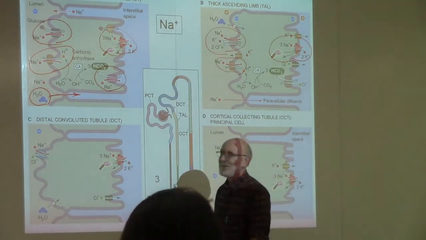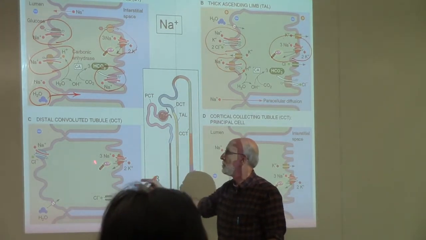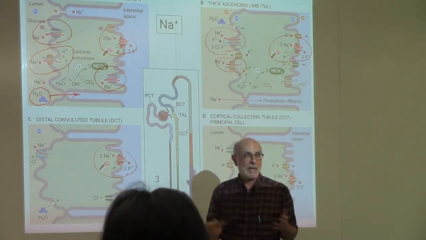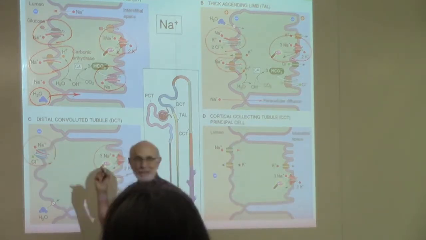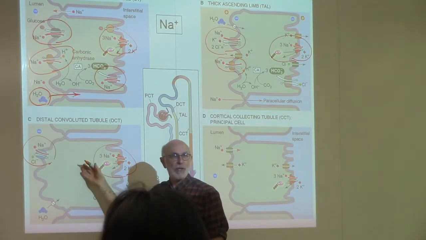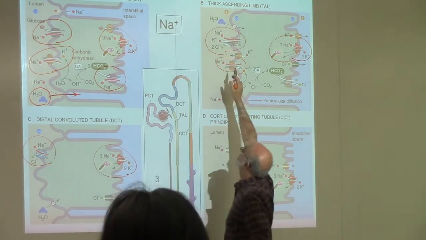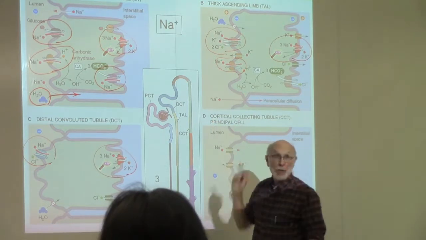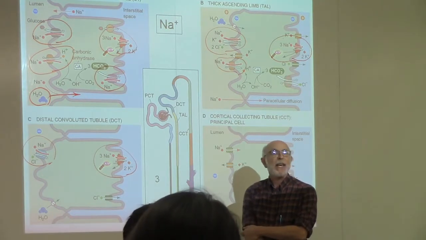Go ahead, Michelle. So now we're in the distal tubule. This is the sodium potassium ATPase, which creates the gradient for the sodium to come in through the sodium chloride co-transporter. This is creating the gradient, and this is using the gradient to move sodium into the cell using a sodium chloride co-transporter, which is not the same protein as the sodium potassium 2 chloride co-transporter. Different proteins, doing much the same thing.